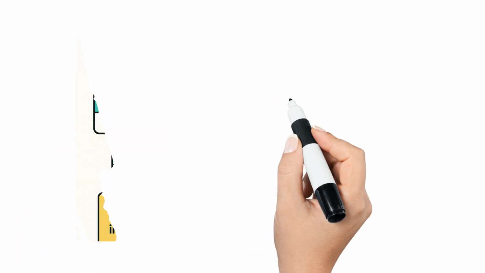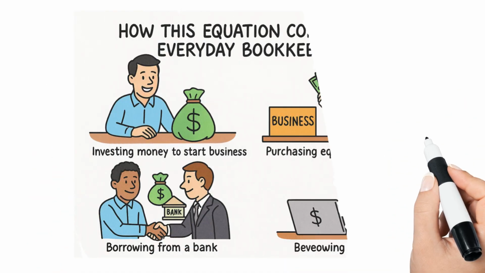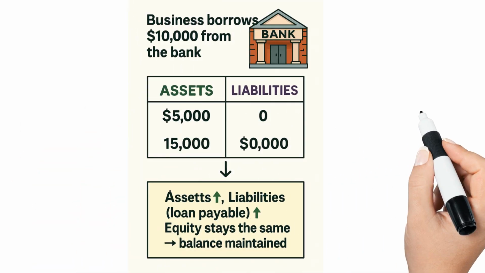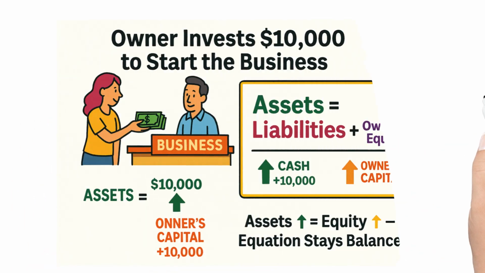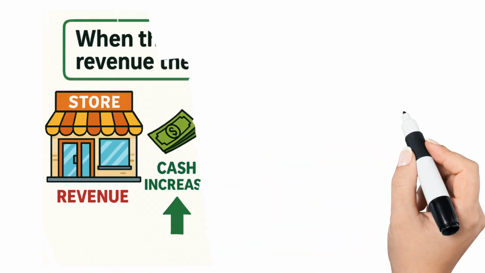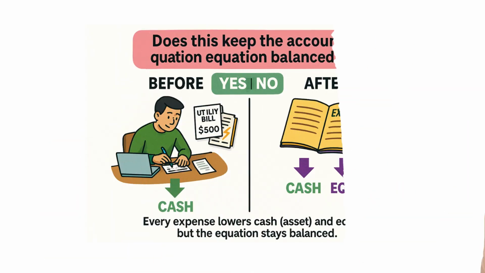Imagine you're starting a new business and you invest $10,000 of your own money. What happens? The business has cash, which is an asset. Okay? Now your business needs a new computer. You buy one for $2,000 using cash. In this case, you now have equipment, which is an asset.